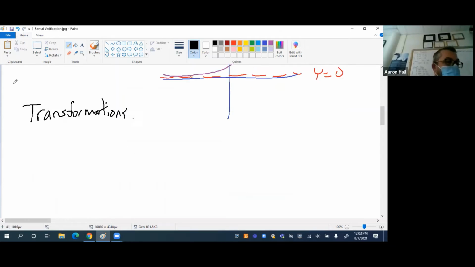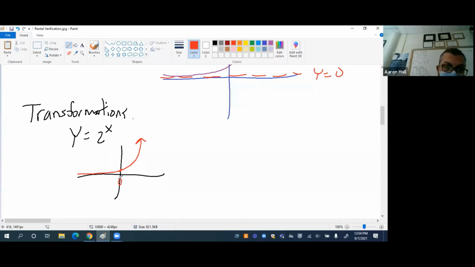Now let's start with something like y equals 2 to the power of x. Now we already graphed it. It looks something like this. When x is 0, y is 1, and when x is 1, y is 2. When x is 2, y is 4. And it just shoots off to infinity.